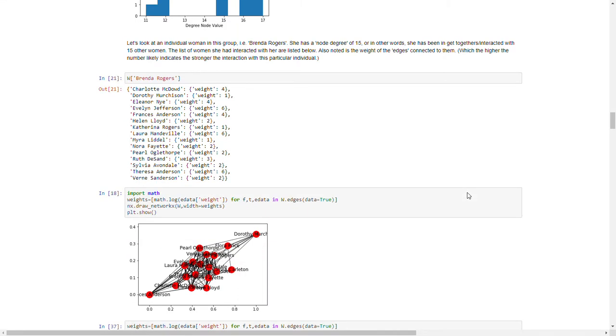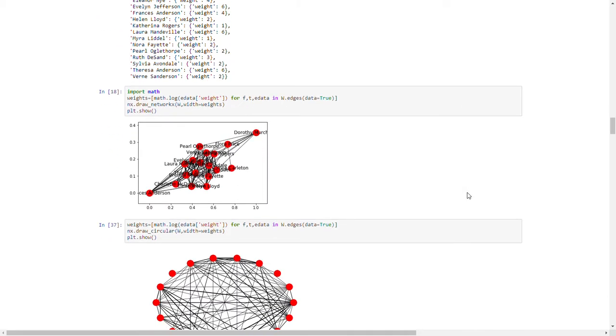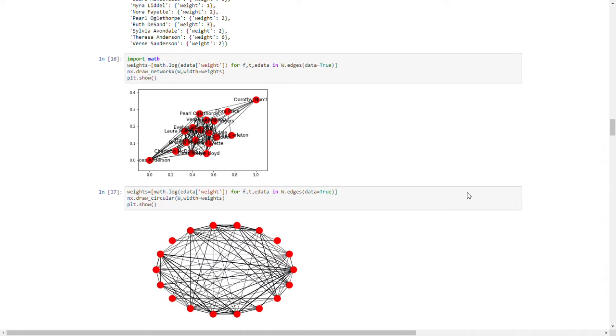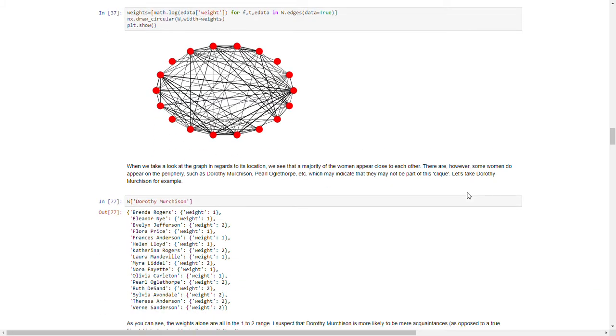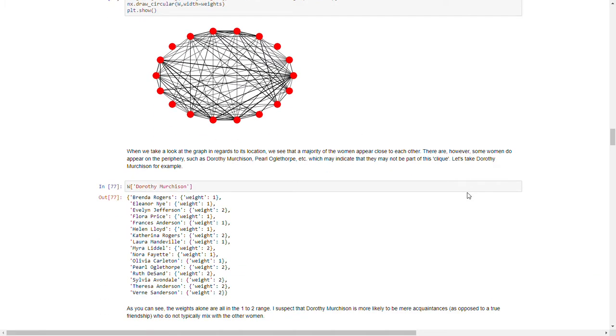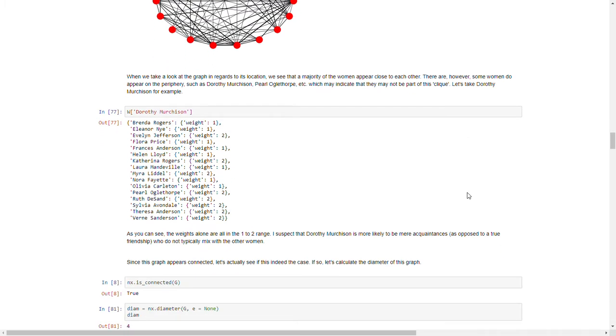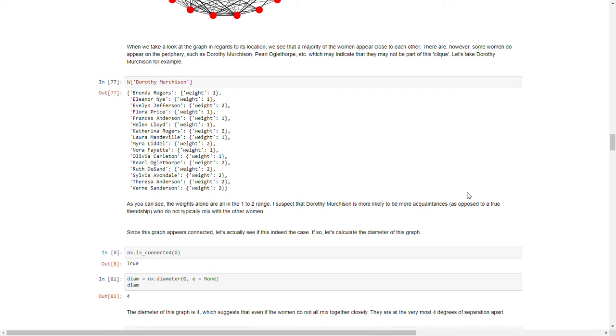And then further, if we were to map this out a bit further, again doing that circular network, we can see the differences in the weighted edges. Some of the people are going to be on the outside of the network, as per usual. So we have Dorothy Murchison. You can see the weights are about 1 to node. So she's more likely to be an acquaintance, and she doesn't mix with as many other women as our previous example.